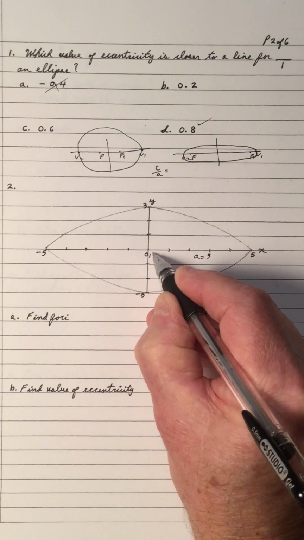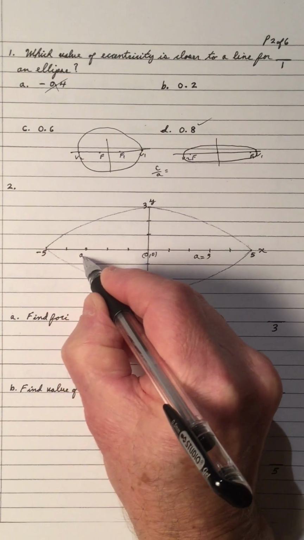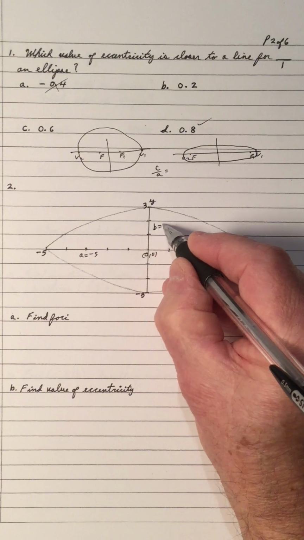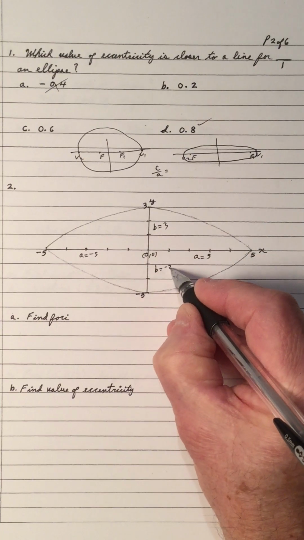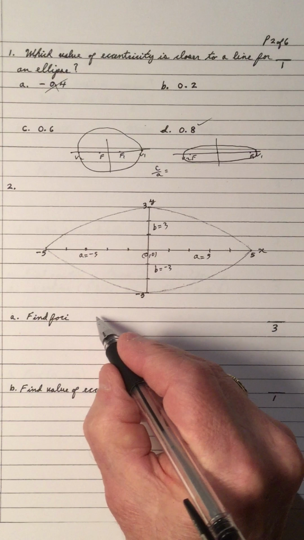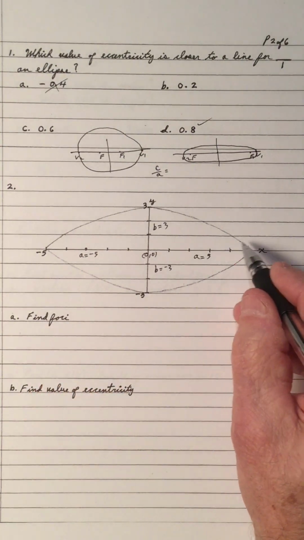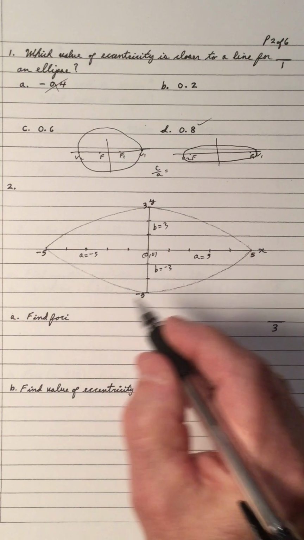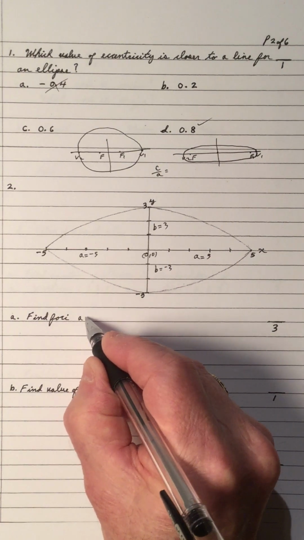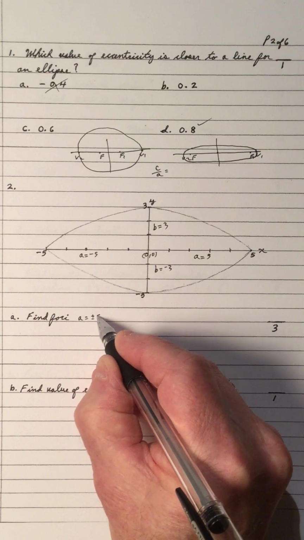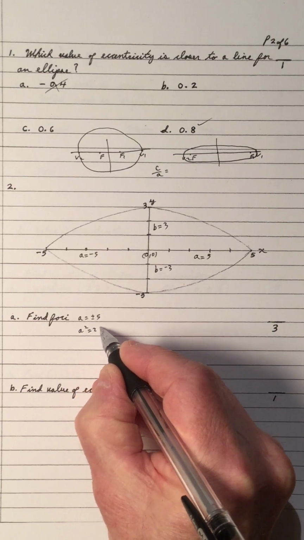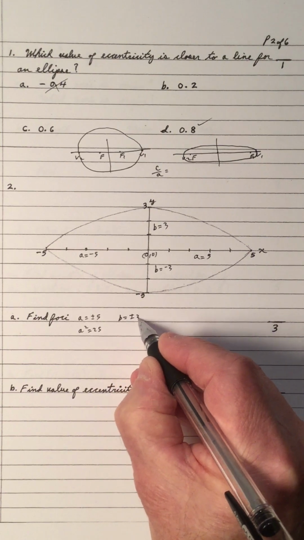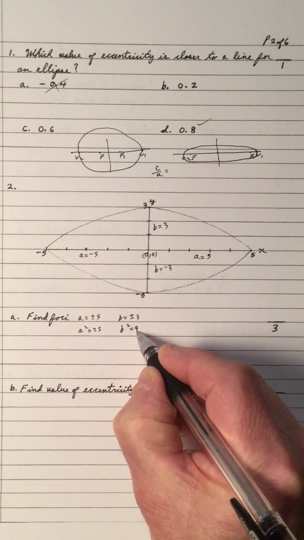Number 2, we have A is 5 here. The center is 0, 0 of the ellipse. And this A here is negative 5 stretched out. B here is 3, and B here is negative 3. So we want to find the foci. This is the major axis, so the foci are around this axis. We have A is plus or minus 5, so A squared is 25. And B is plus or minus 3, so B squared is 9.